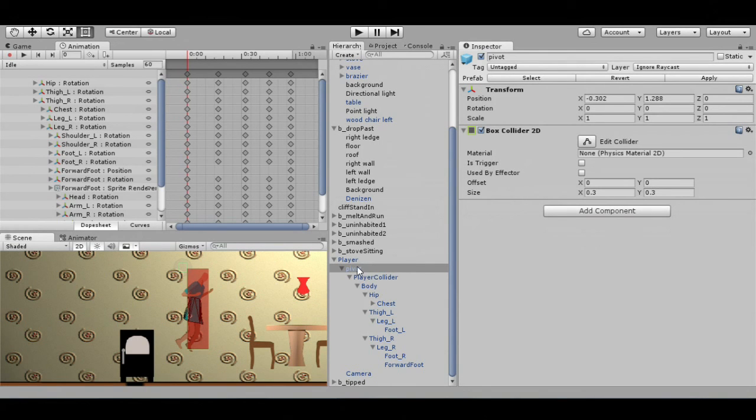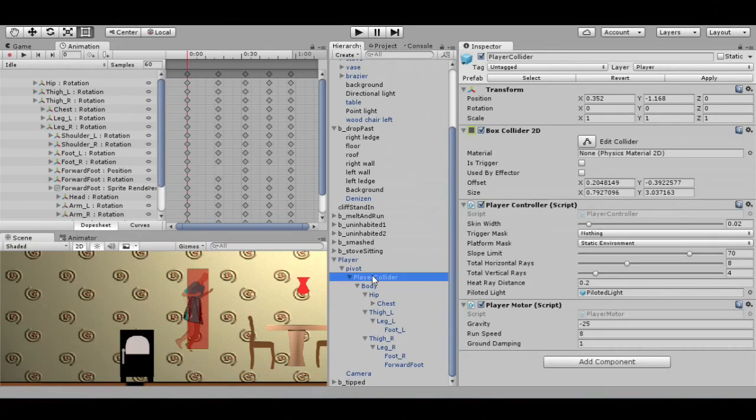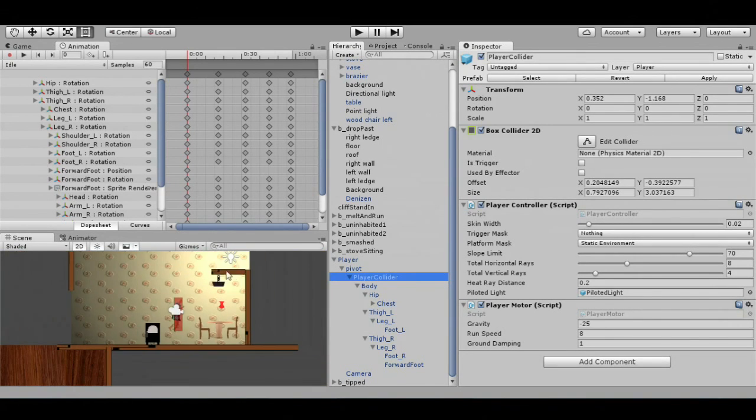So that means that the pivot needs to be a parent of the script with the controller and the motor and the collider that picks up on everything. But then I found that climbing up walls and such, originally I had it in a 3-step process, so you'd press jump and they'd snap to this vertex, and then they'd go up and the base of the player would be here, snapping to this vertex, and then their X coordinates would move and they'd be on top of the ledge. 3 steps, 3 animations to do it.